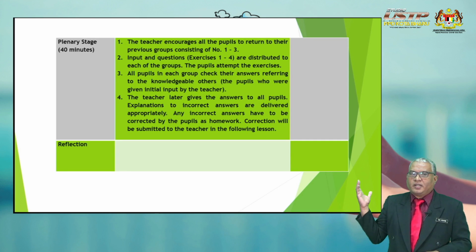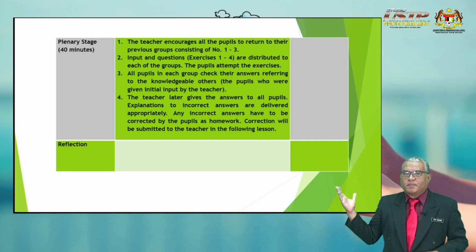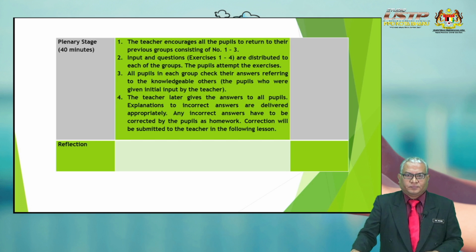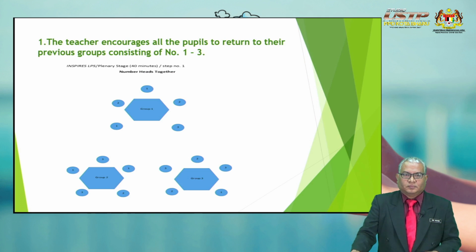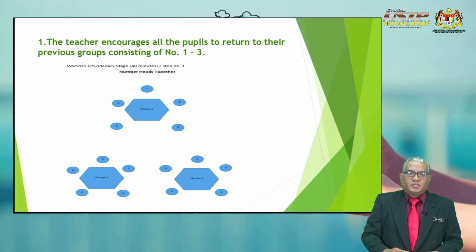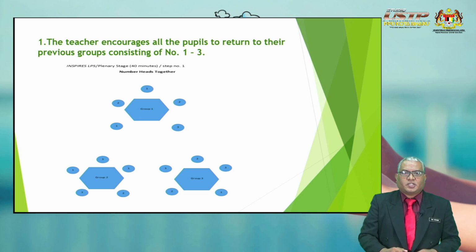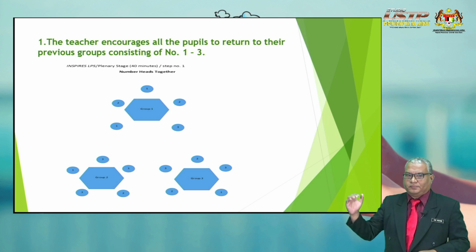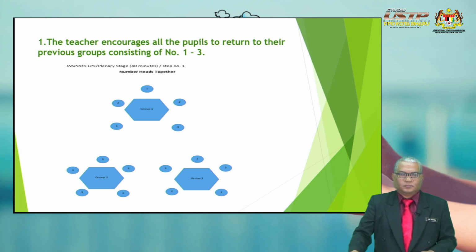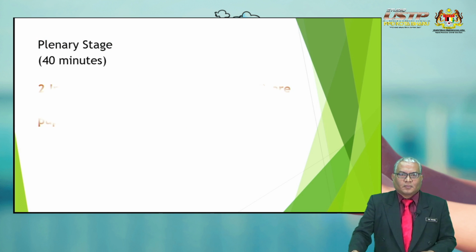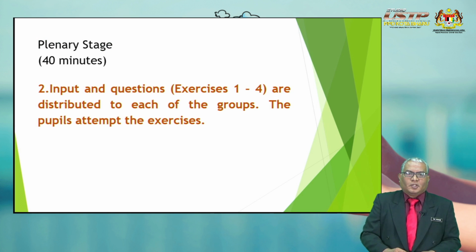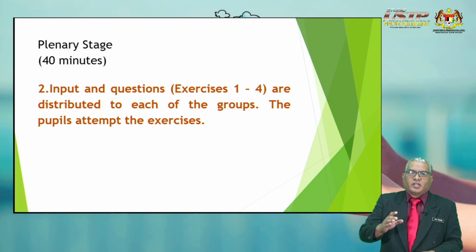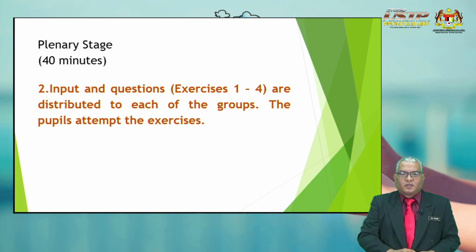Here is the outline of the lesson on the plenary stage, for about 40 minutes. The teacher encourages all the pupils to return to their previous groups consisting of number 1, 2, and 3. Here are the examples. Input and questions from exercise 1 to 4 are distributed to each of the groups. The pupils attempt the exercises.